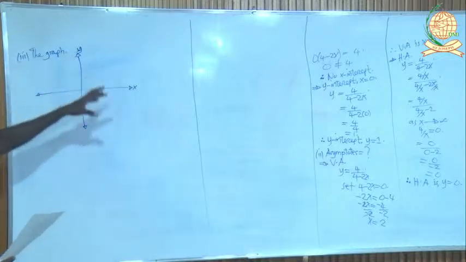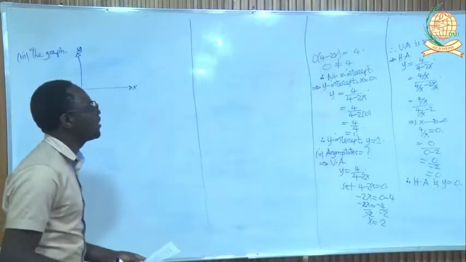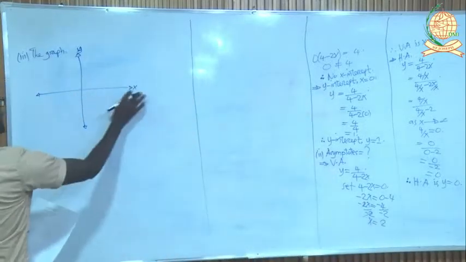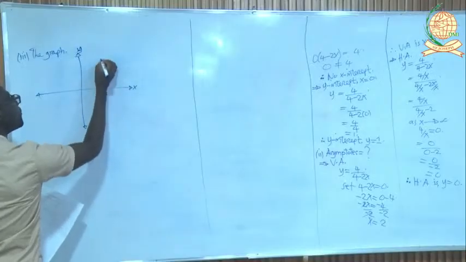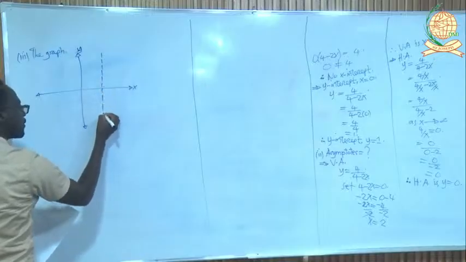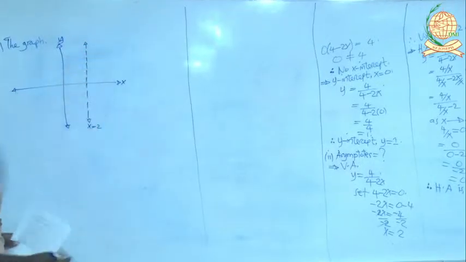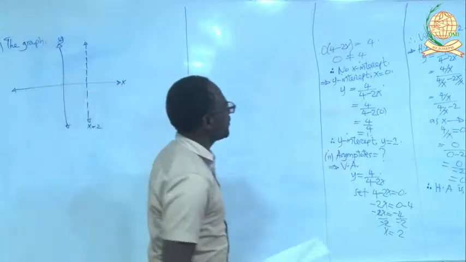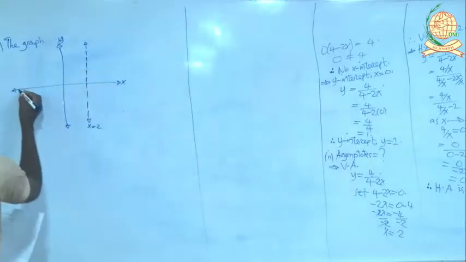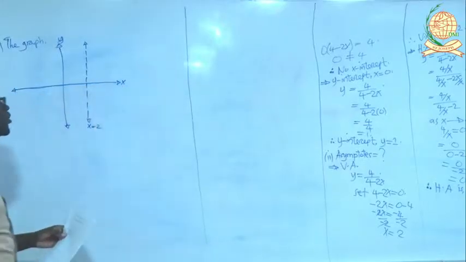After having the xy plane, then indicate the vertical asymptote and the horizontal asymptote. Vertical asymptote, x is equal to 2. So from the x-axis, let's say here it is 2, and we use a dotted line, here. Also the horizontal asymptote, y is equal to 0, that is the x-axis. So this here is the horizontal asymptote, the x-axis, where y equals 0.